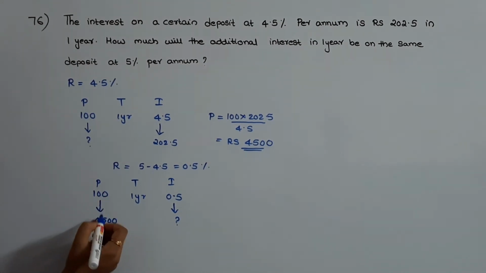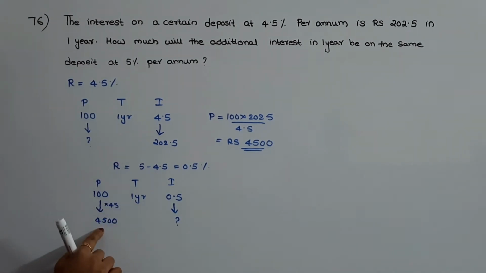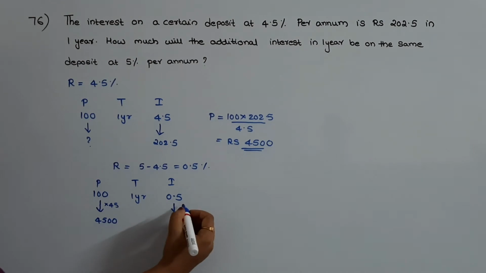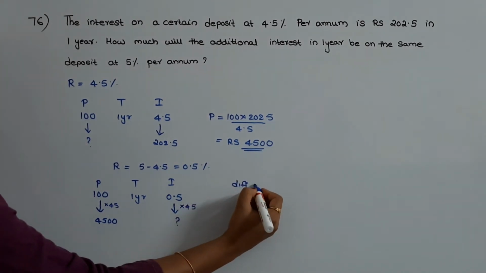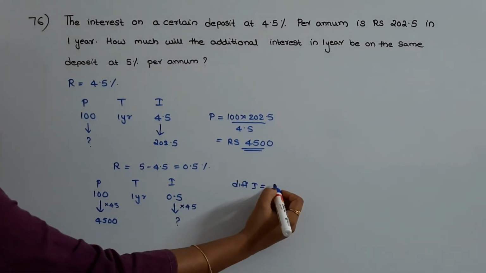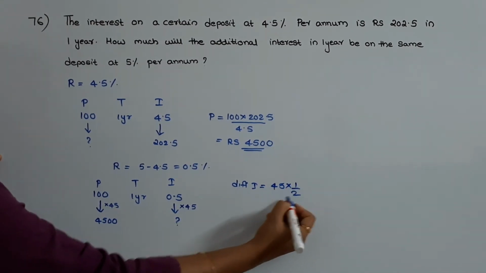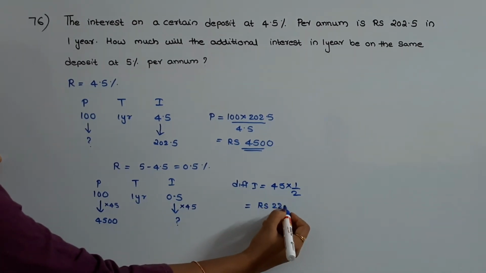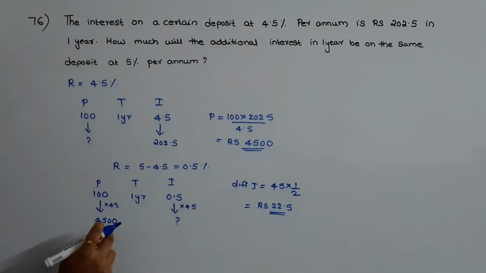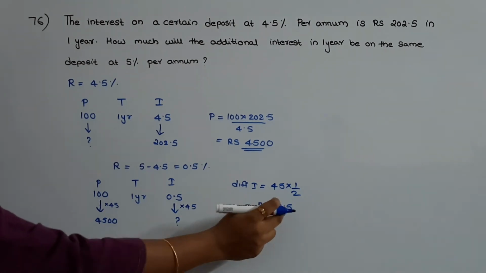Now see, when you multiply this 100 by 45, you are getting 4,500. So if you multiply this 0.5 by 45, then you will get the value of the difference in interest. Hence difference in interest is equal to 0.5 into 45, or 45 into 0.5 can be written as 45 by 2. Hence the difference in interest will be equal to rupees 22.5. So when the principal is 4,500, difference in the interest will be equal to rupees 22.5.